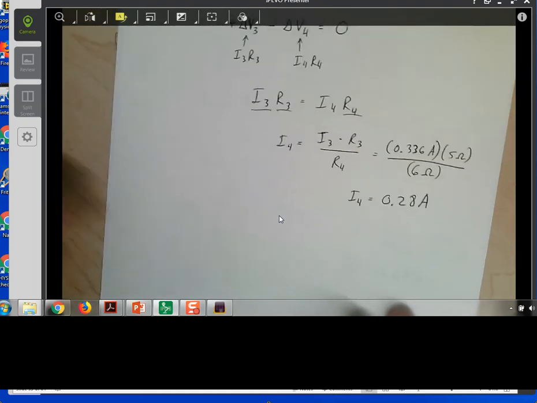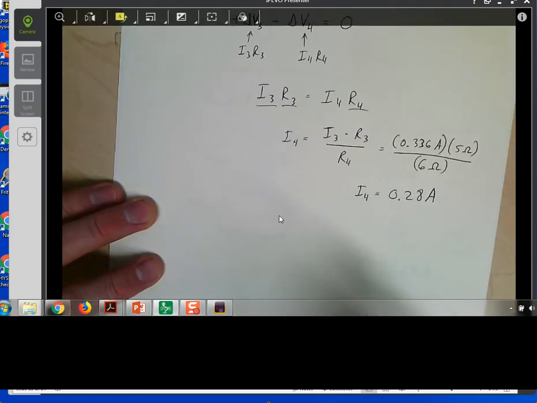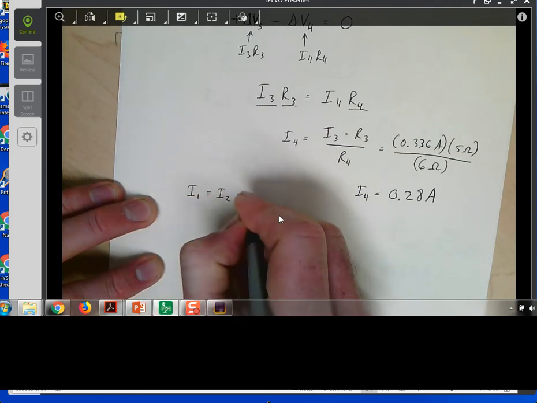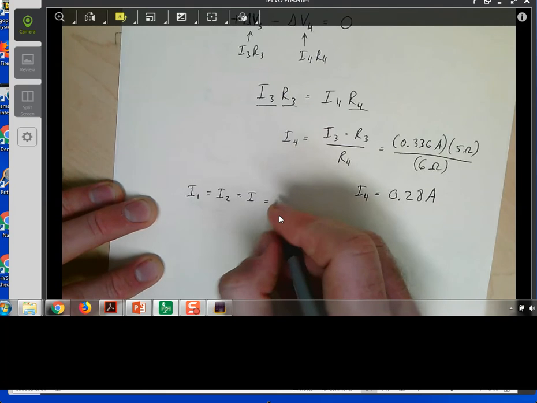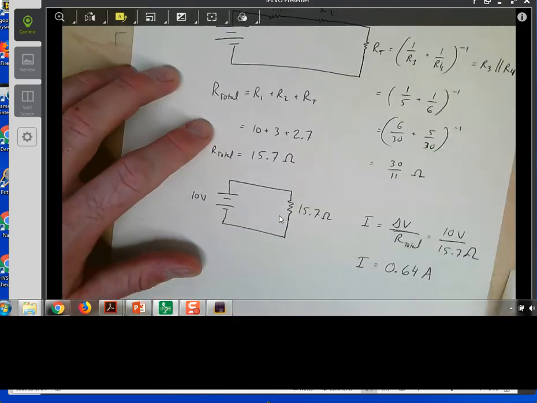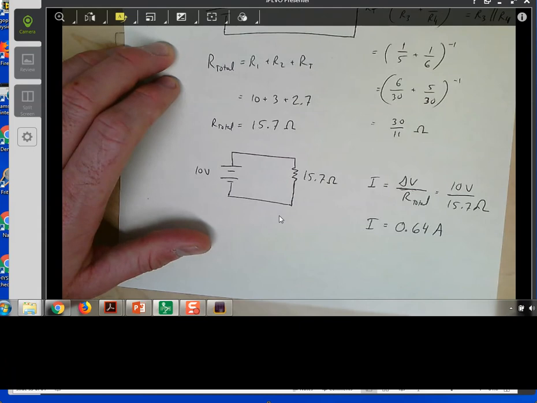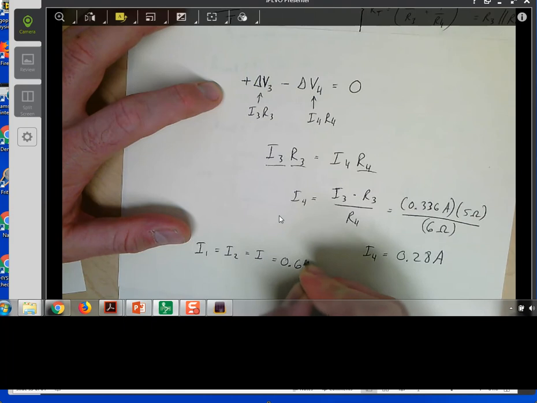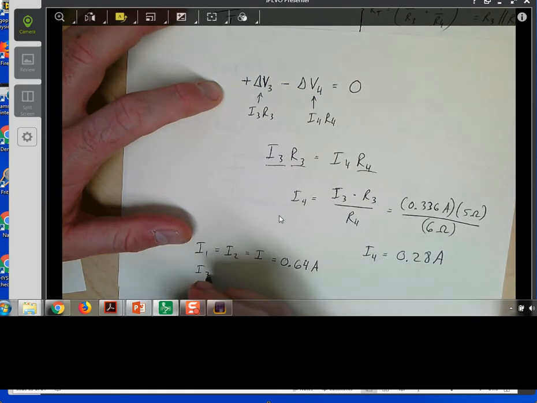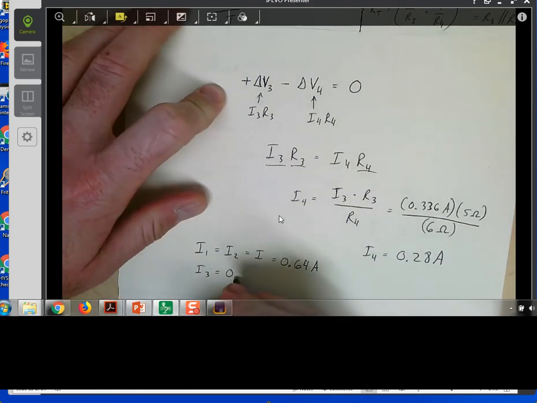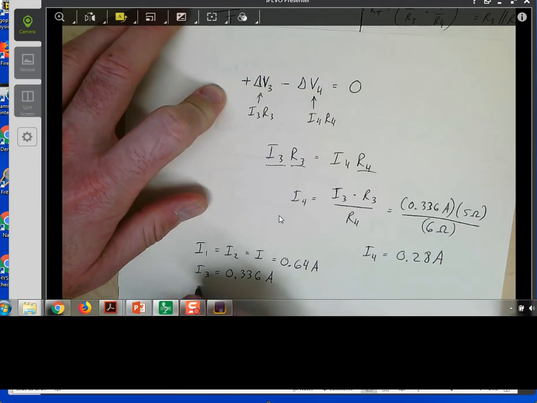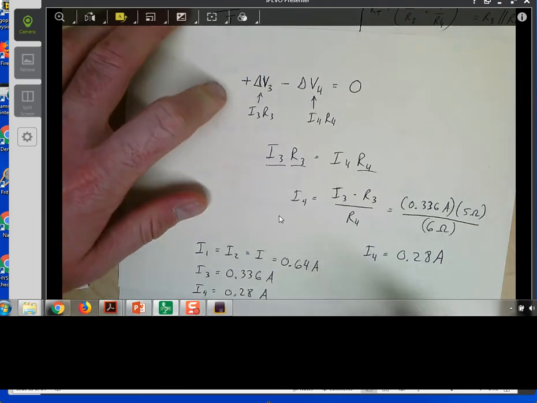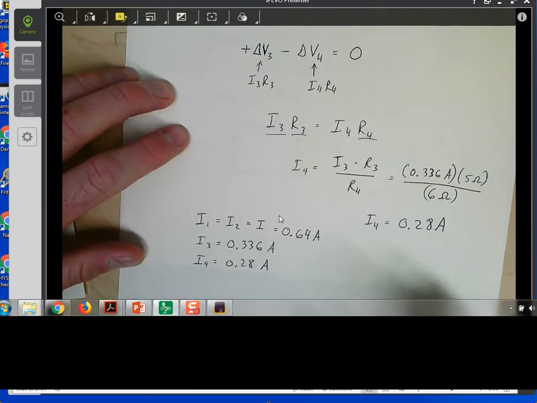So let me summarize now what it is that we know and what it is that we don't know. We know that I1 is equal to I2, which we call it just as I. That one was, if you look back here, 0.64 amps. I3 we found to be 0.336 amps. And I4 we found to be 0.28 amps. So we have basically all the currents. We have the currents going through things.